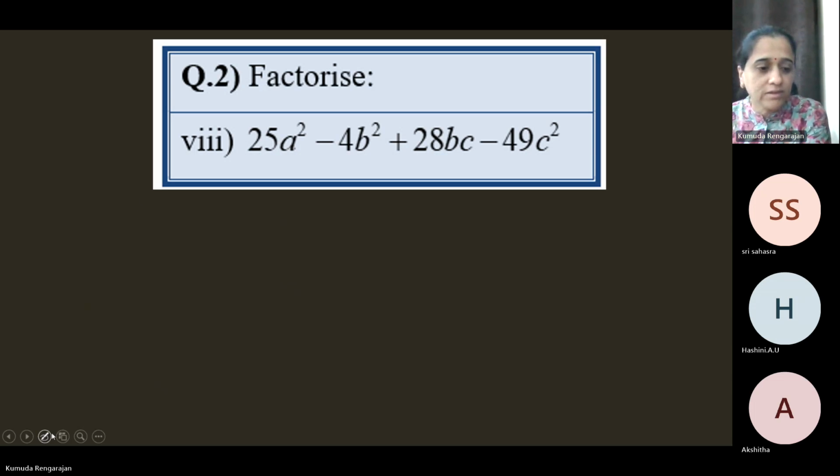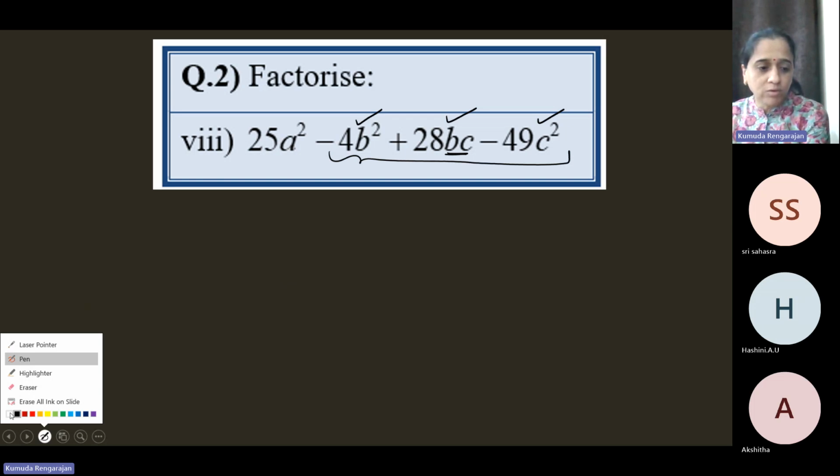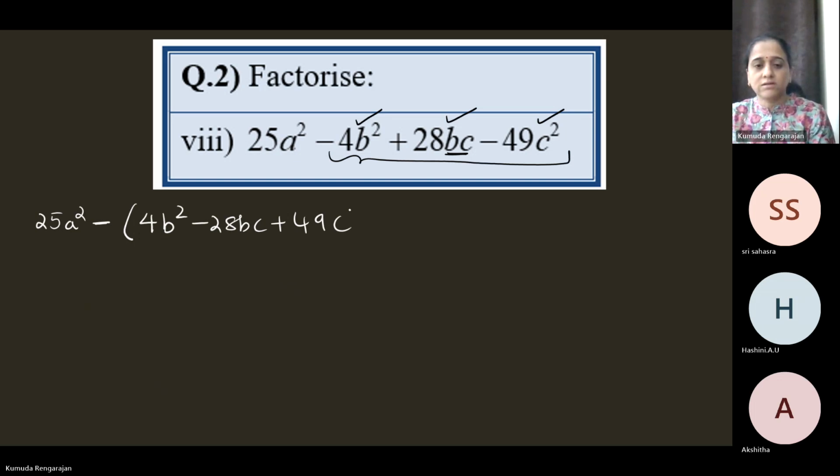We'll do it again. So why do we choose to group the last three terms? Because we see a bc term here. So we group b squared, c squared, and 28bc. Okay. Now, if they form a group, they must be in a simple bracket. So first step, 25a squared minus, because there's a minus after the 25a squared, open a simple bracket. Now, because there's a minus sign before the bracket, all the terms will come with their opposite signs. This is the first step.